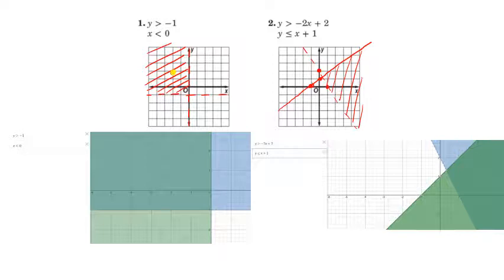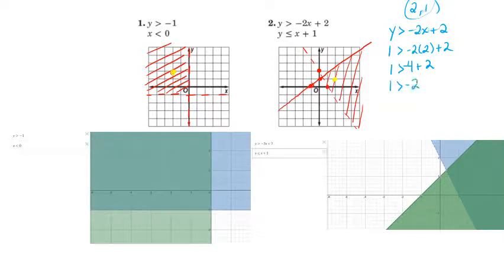So, for example, if we picked this point here, which is the point (2, 1), I'm going to show you how it works in both. Again, this is not something you need to do for your lesson, but I wanted you to see why those points work. So I put it in my first inequality. y is 1, x is 2. So I get 1 is greater than negative 2 plus... 1 is greater than negative 2, which is a true statement. So again, that works in the first inequality.